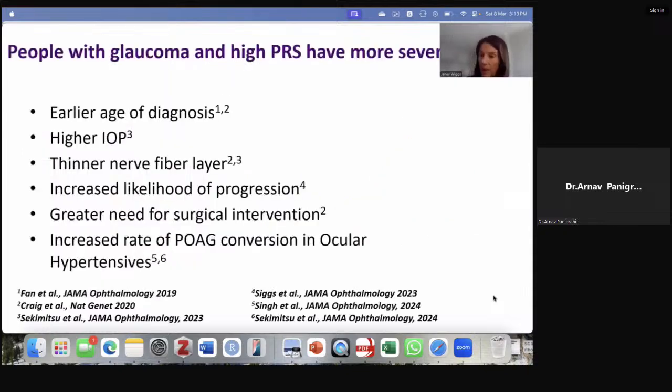We have found that this kind of approach is very useful for patients with primary open-angle glaucoma. People with glaucoma and high polygenic risk scores, that is, in the 90th percentile or greater, have been shown to have more severe disease compared to people in the lower percentiles. They have an earlier age of diagnosis, higher intraocular pressure, thinner retinal nerve fiber layer, increased likelihood of progression, greater need for surgical intervention, and an increased rate of glaucoma conversion in people who just have ocular hypertension.